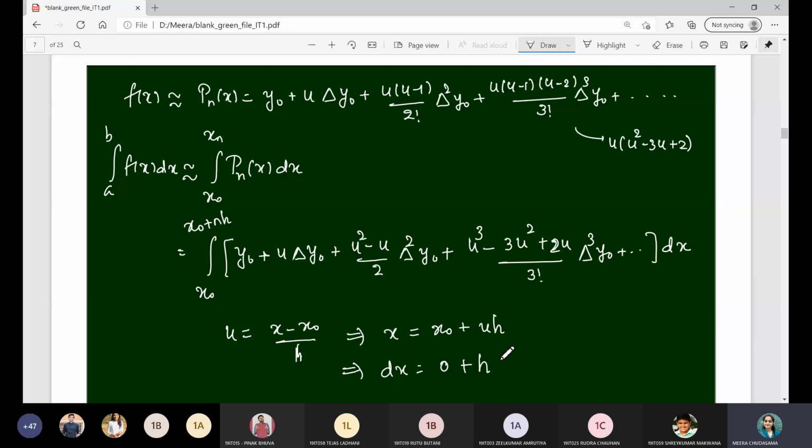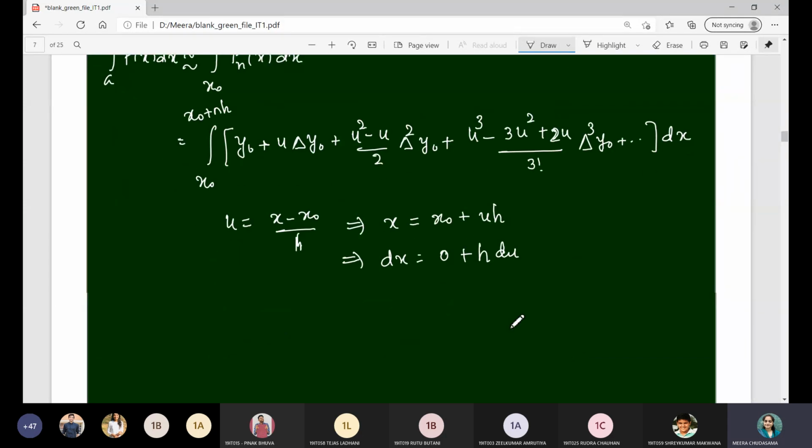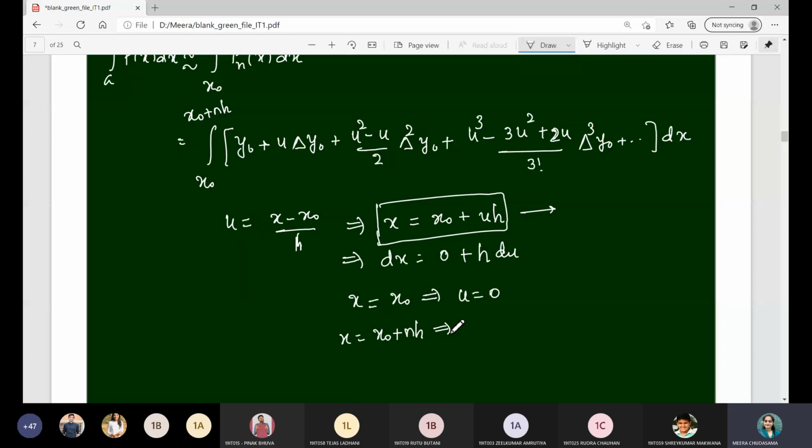Let us now talk about the integral limits. When x is x0, what will u become? x0 minus x0 is 0, so u is 0. For the integral limits you have to substitute x equal to x0, so x0 gets cancelled, so u is equal to 0. And when x is x0 plus nh, x0 gets cancelled from both sides, so uh is equal to nh, implies u is equal to n.